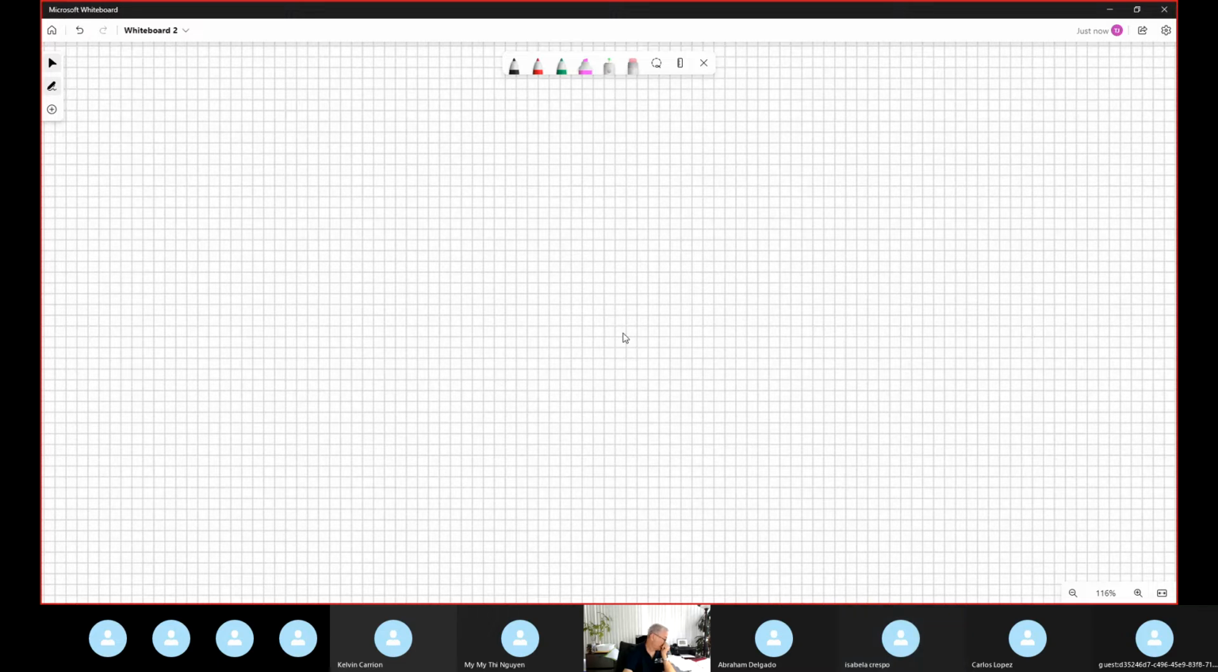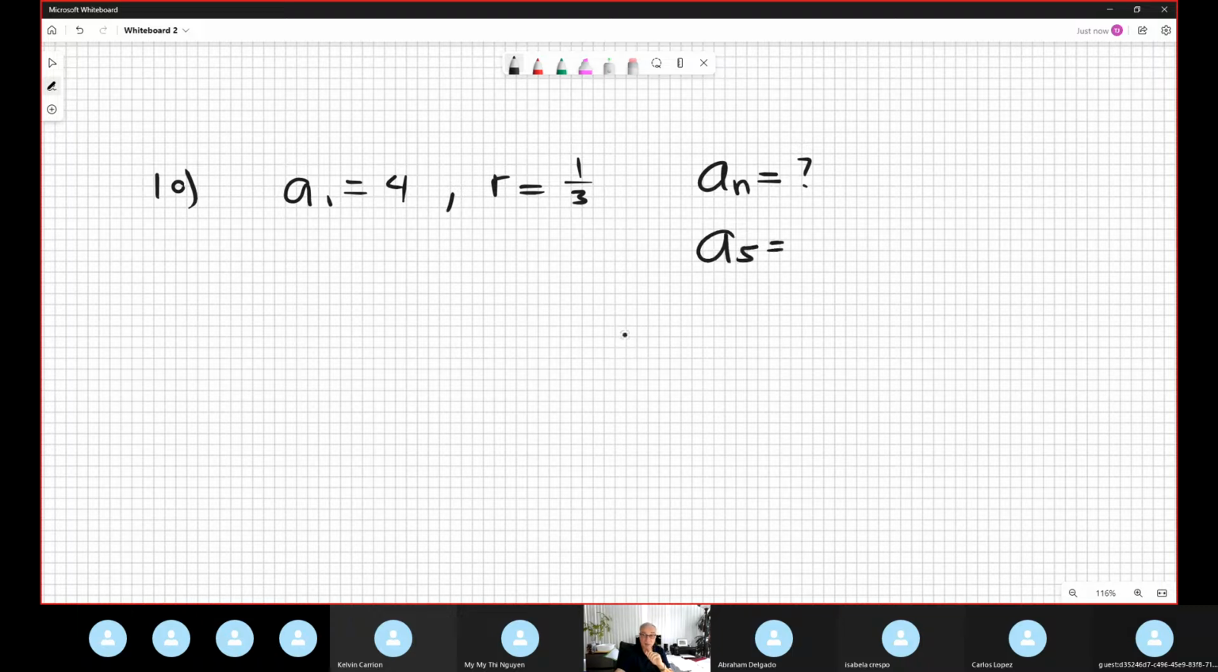Okay. Yes. Number 10 now. Number 10 is about geometric sequence. It's given the first, a1, 4. He is given also the common ratio, r, which is 1/3. And they want to know what is a sub n, the explicit formula, and specifically a sub 5, in position 5. The formula for the geometric is different. It's a sub n is equal to a1 times r to the n minus 1. Exponential.